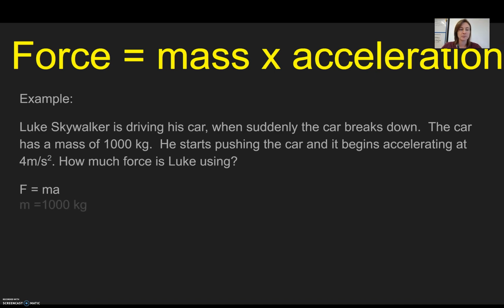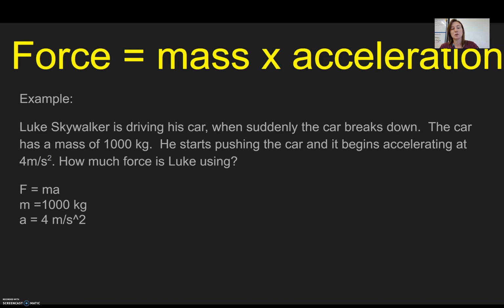F equals ma. The mass equals 1,000 kilograms. I want you to also type that, okay? Because otherwise we might forget what the mass and the acceleration are. If we type it, it makes it easier for us, okay? So mass equals 1,000 kilograms. Acceleration equals 4 meters per second squared. And that's how you type it.